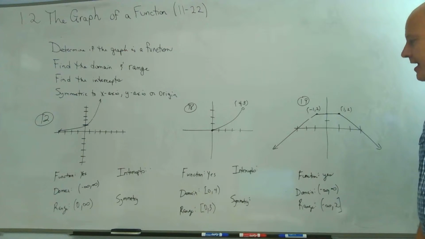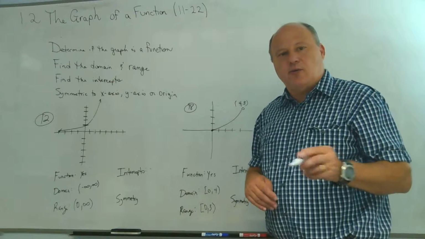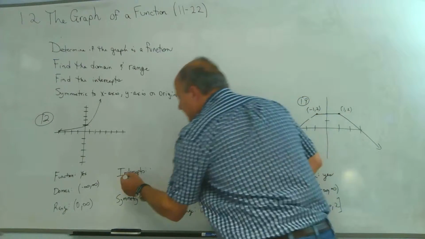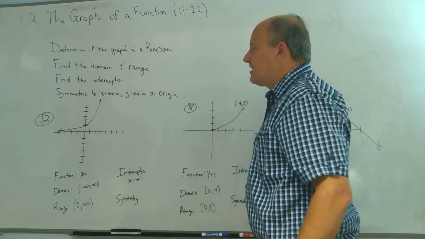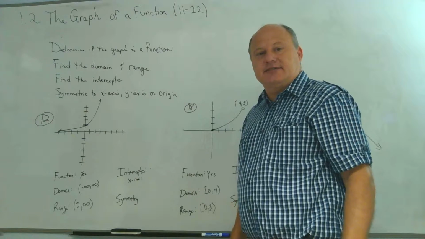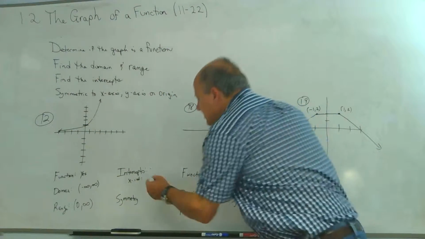All right. Now, intercepts. Intercepts is where it crosses the x-axis or y-axis. So x-intercepts on this one is where it crosses the x-axis. Well, number 12, it doesn't cross the x-axis. It gets close over here, but it never really gets there. So there is none.